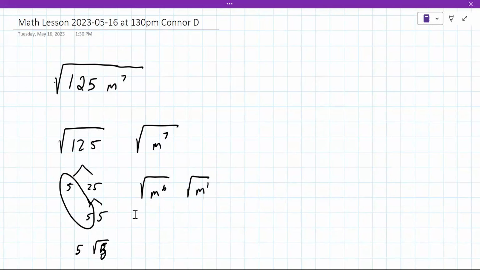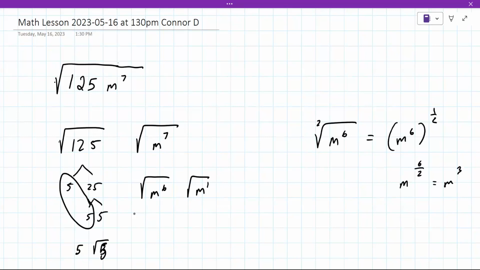Would you do something similar to the first one? You have to find how many pairs of m. You do. There's a little bit of a shortcut though. The square root of m to the sixth is m to the sixth to the 1/2 power. There's really a 2 there. When you have an exponent to an exponent, you multiply them: m to the 6 over 2, which is m to the third. Basically, you cut it in half.